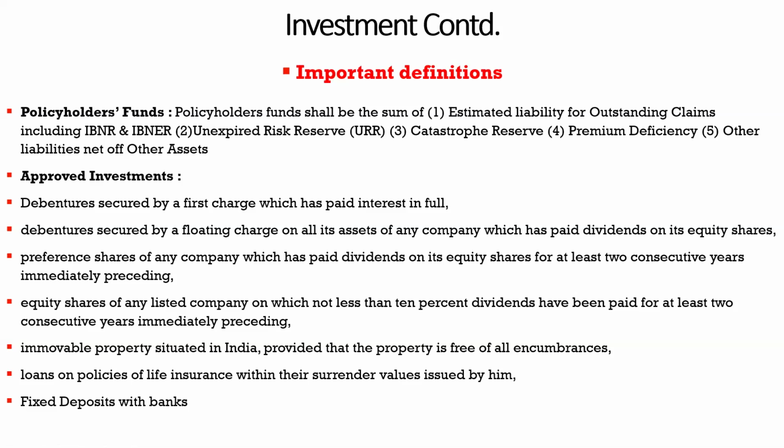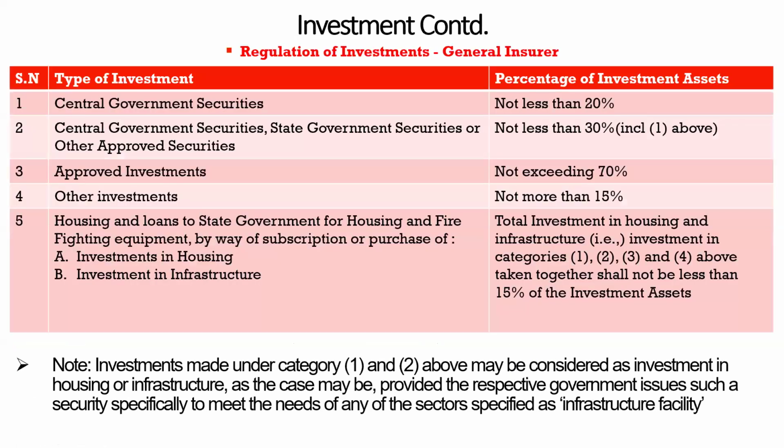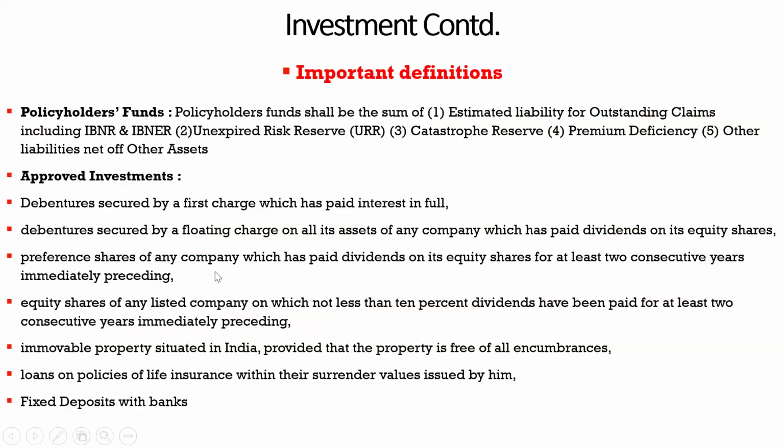Now coming to the next definition, a very important definition, which can be asked in the exam very easily: approved investment. In the next slide we'll see. I will just go to the next slide, then come back to the previous slide. These are the regulations on how much investment can be made in which type of securities. So there are types such as central government, state government, and approved other investments. There is a definition of approved investment. What is covered in the approved investment?